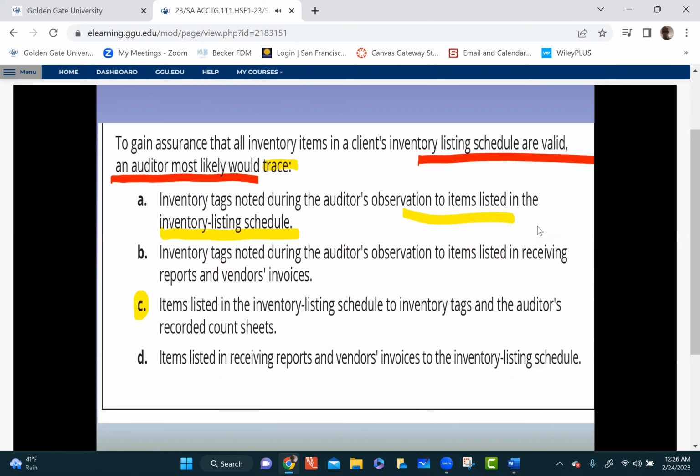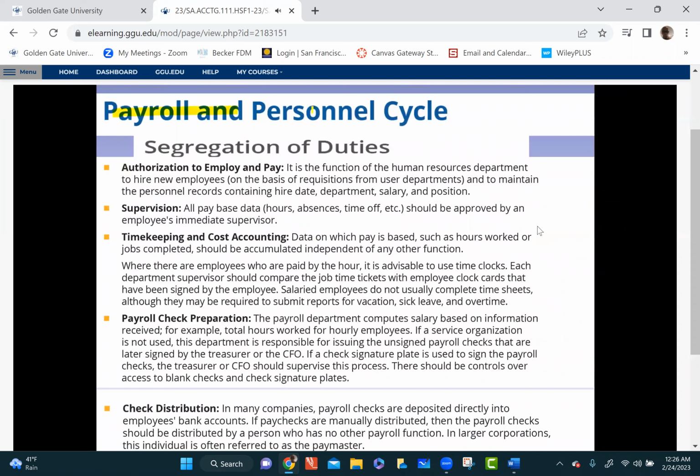Okay, good. Let's take a look at payroll. Our last of our disbursement cycle set of accounts. So let's look at our separation of duty. Authorization to employ and pay, that's the human resources department. That's authorization, right? We're going to make sure that someone is properly hired. Supervision is also an authorization.